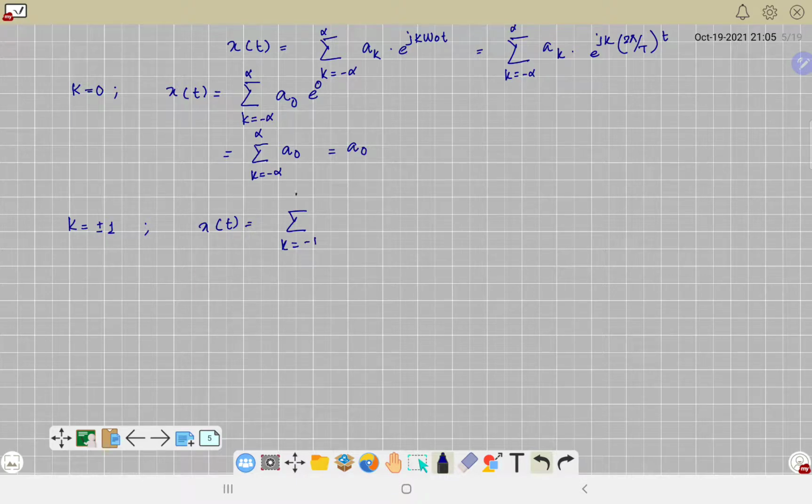Then again, if you take k equal to plus minus 1, you will have x of t, k running from minus 1 to plus 1, a k times the exponential e raised to the power plus minus j omega naught t. We're basically interested in this. So in this case, for k equal to plus 1 and k equal to minus 1, you will have an exponential where the fundamental frequency is omega naught, because we have only the parameter omega naught in the exponential. Fine. So in the earlier case it was a constant, and in this case it will again be an exponential with the fundamental frequency omega naught.